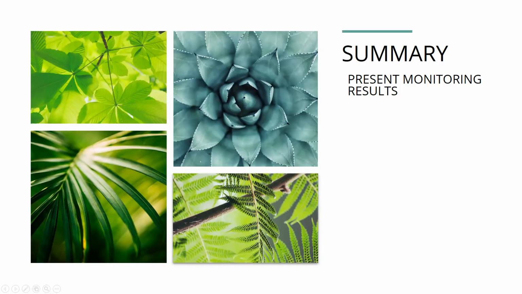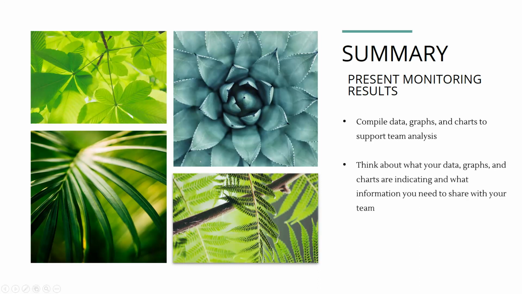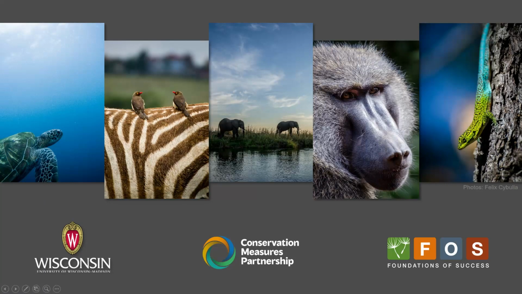So, to recap what we covered in this presentation, in this module, we talked about compiling data, graphs, and charts to support team analysis, thinking about what your data, graphs, and charts are indicating and what information you need to share with your team, and developing written narratives that will support team decision-making on what and how to adapt. That takes us to the end of Module 4. In our next module, you will use the charts, figures, and narratives you have generated to support your team's analysis of your results and decision-making about whether and how to adapt your conservation work.